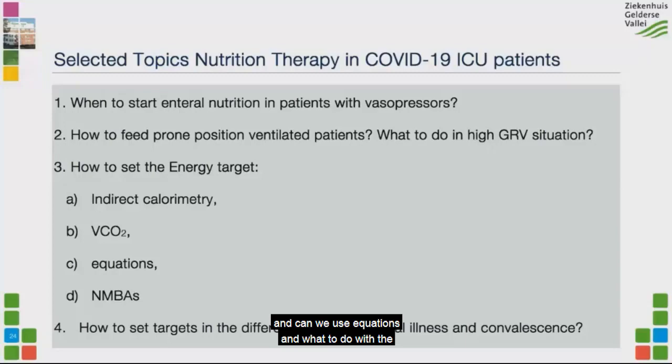And what to do with the neuromuscular blocking agents we use during mechanical ventilation. How does this affect the energy targets? And then I will talk a little bit in the final part of my talk about the targets in the different phases of critical illness, from the early phase until the convalescence phase.